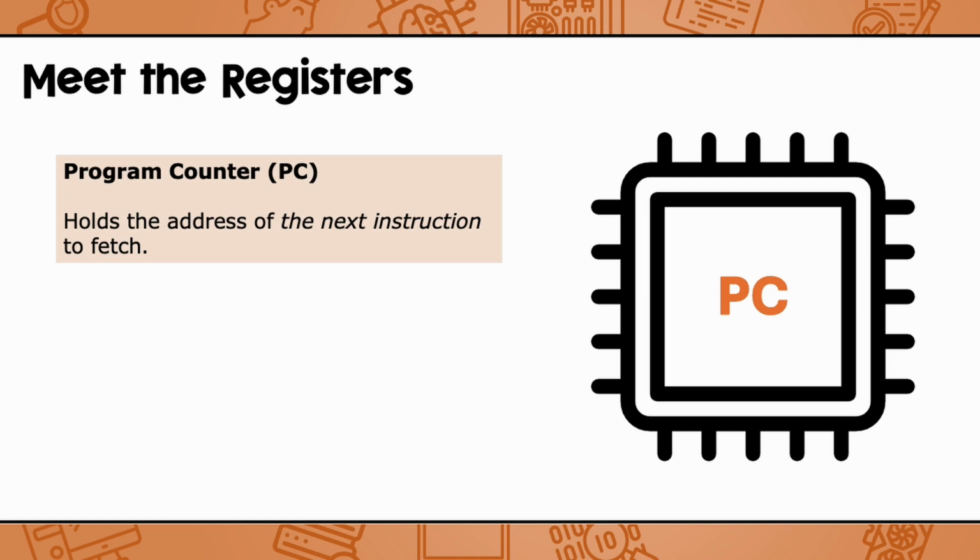First up, we've got the program counter. This stores the memory address of the next instruction which is to be fetched from memory. After each instruction is fetched, the program counter is incremented so the CPU knows where it's going next.